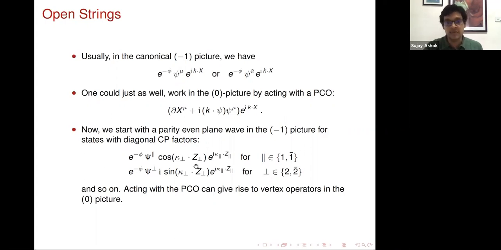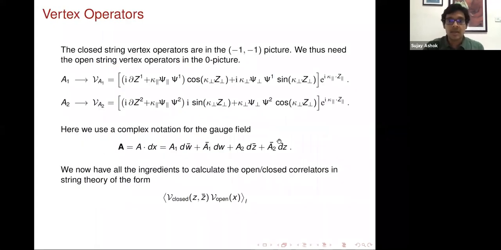Okay, and this guy is of course invariant. And now what we are interested in is to obtain these operators in the zero picture, because all of our closed string vertex operators were in the -1 picture. So since the total picture number has to be -2, what I'm interested in is the open string vertex operators in the zero picture.